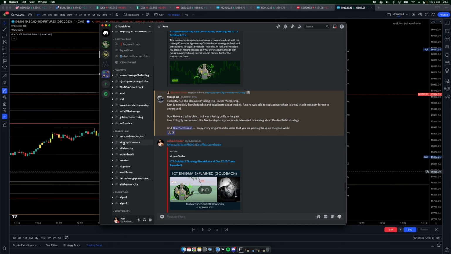You have the trading plans for Goldbach already there, so they're in the book. I think there's a couple here that aren't in the book. But you have the trading plans, so you have examples and you can ask about the trading plans.